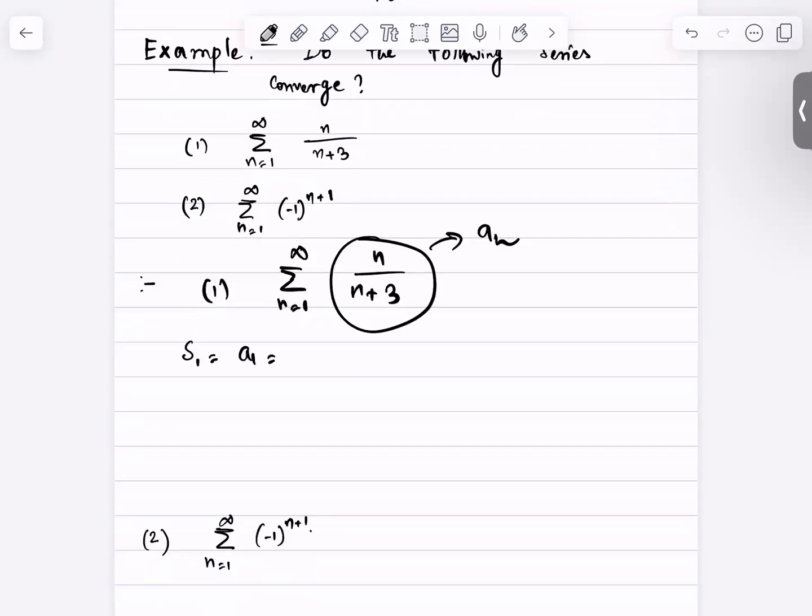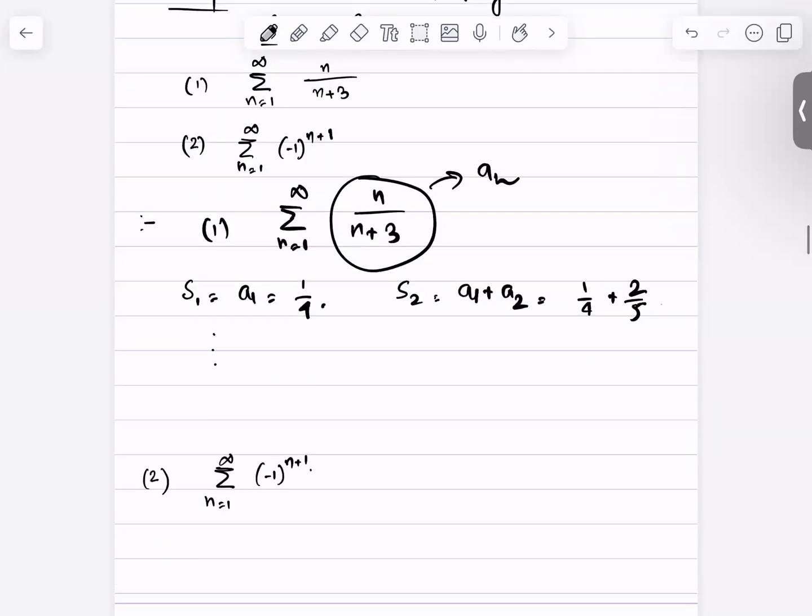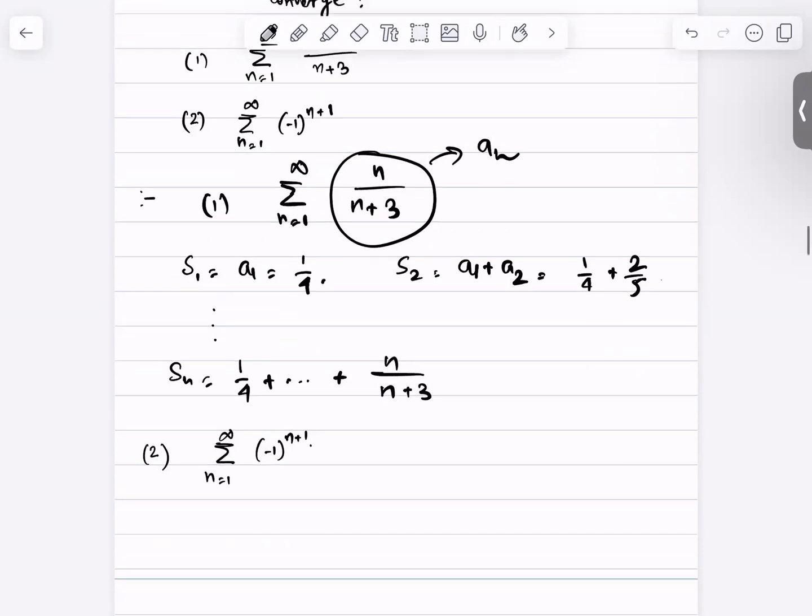S1 is A1, which is 1 over 4. S2 will be A1 plus A2, which is 1 over 4 plus 2 over 5. And so on, S3, S4, and so on. Sn will be 1 over 4 plus so on up to the nth term, which is this. But this is bigger or equal to 1 over 4 plus 1 over 4 plus 1 over 4 plus so on plus 1 over 4.